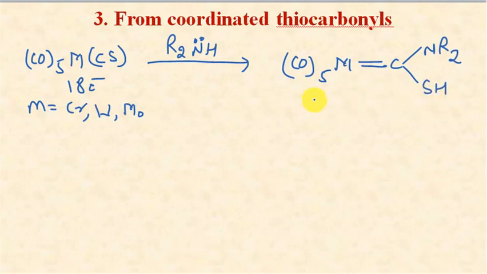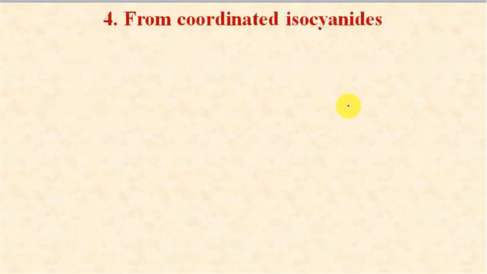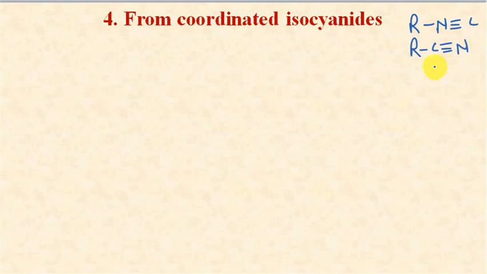So this is the way we can represent this preparation from coordinated thiocarbonyls. So this is the third method for the preparation of metal carbene complexes. The fourth one is from coordinated isocyanides. Now what are isocyanides? Isocyanides are those species which have the bonding like this. We have alkyl isocyanides. In the case of cyanides we have RCN, but in the case of alkyl isocyanides we have RNC bonding.